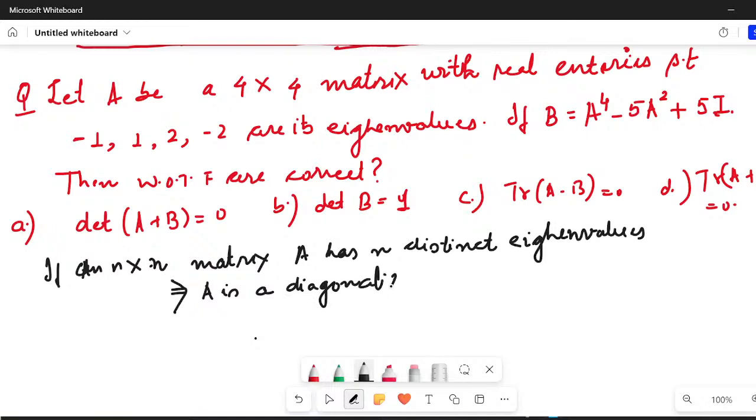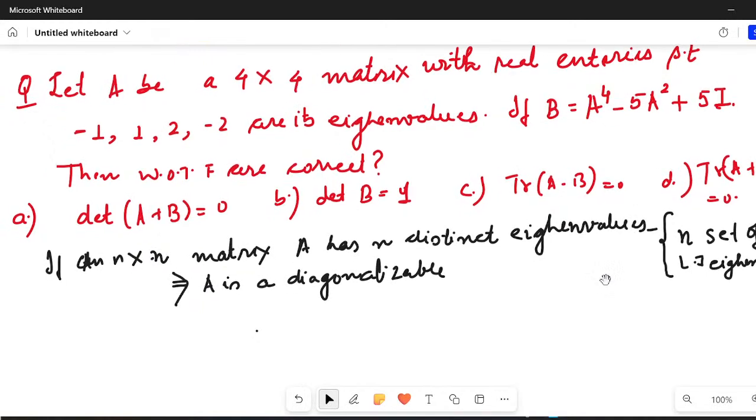This is the first thing that you should know. If it has n distinct eigenvalues, then corresponding to these n distinct eigenvalues, you can always generate a set of n linearly independent eigenvectors. If you have n linearly independent eigenvectors, then it is quite clear that the matrix A would be diagonalizable. And we also know that if A is diagonalizable, so is A square, or A raised to power 4, and so on and so forth. Is that clear?